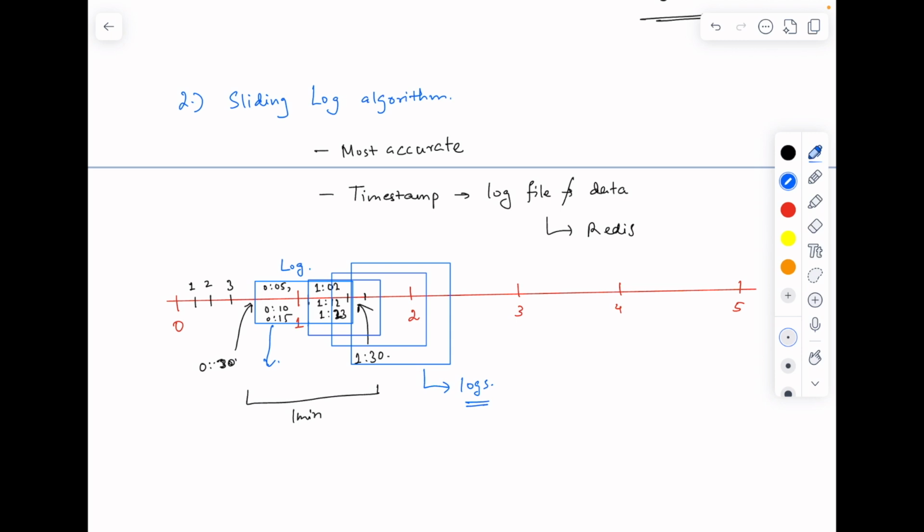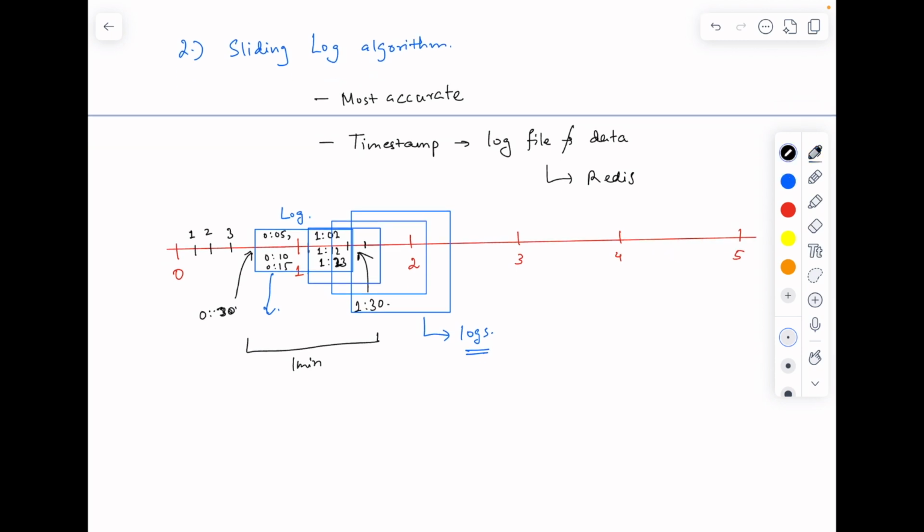But for a high limit, let's say the requests per minute limit is quite high for our use case, let's say it is 10,000. What we will end up doing is, in this log window we will end up storing 10,000 timestamp values. So we are storing and checking 10,000 timestamps for every incoming request, and hence it becomes memory intensive, which is the main drawback of this algorithm.